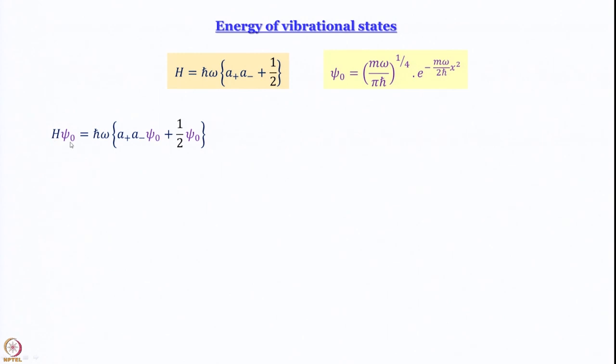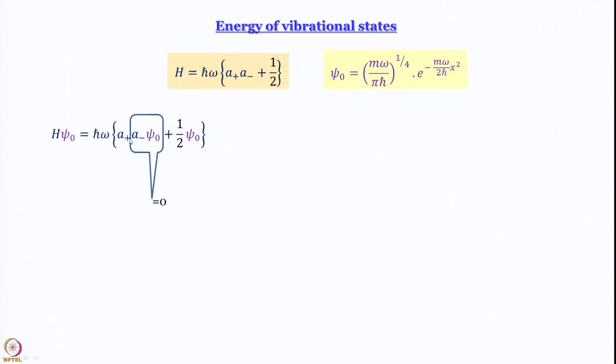So, H psi 0 then becomes h cross omega multiplied by a plus a minus psi 0 plus half psi 0, that should be equal to E psi 0, right. Now, one thing to remember from the last slide is that we know very well that a minus psi 0 is equal to 0, right. We started with that consideration, that psi 0 is the lowest energy wave function. So, if you try to lower it, there is nowhere to go. So, the wave function that you will get is actually 0 everywhere. So, this is very convenient, a minus psi 0 is 0.